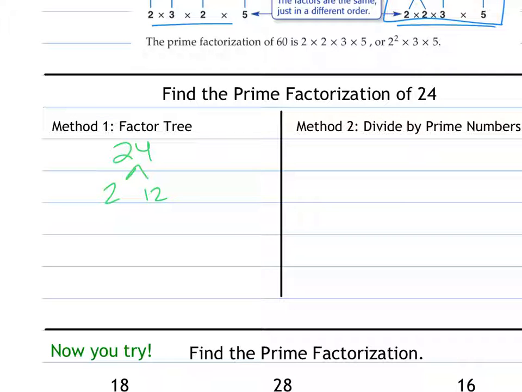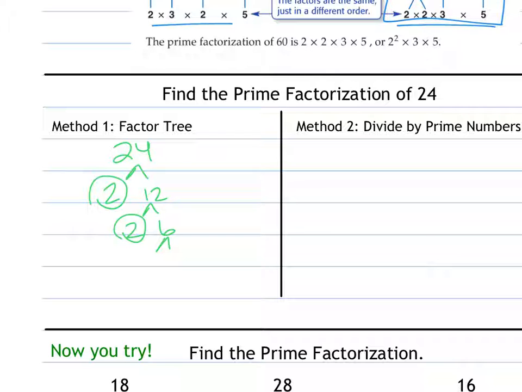Now I look at either of those and ask myself if they are prime. 2 is prime, so I'm going to circle it. 12 is composite, so we can split that up again. And I know I can split that between 2 and 6. You also could have done 3 and 4. 2 is a prime number, so I circle it. I just circle all the prime numbers. It tells me that they're done.